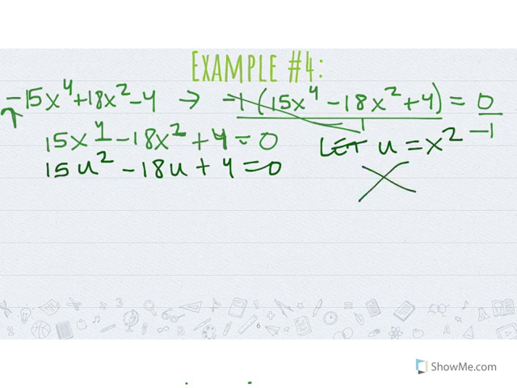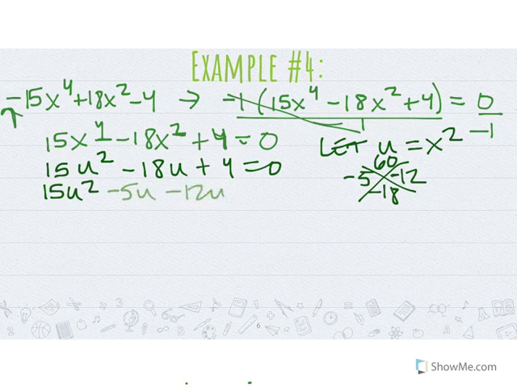I already took out my GCF, so I have 3 terms. I'm going to be using my AC method again. So if I get 4 times 15, I get 60. My B term is a negative 18, trying to figure out two numbers that multiply to 60 but add to negative 18. Negative 5 and 12, but it has to be a negative 12 as well. So now I can rewrite my polynomial here with my new b values, so minus 5u minus 12u, and then we have our plus 4 still.